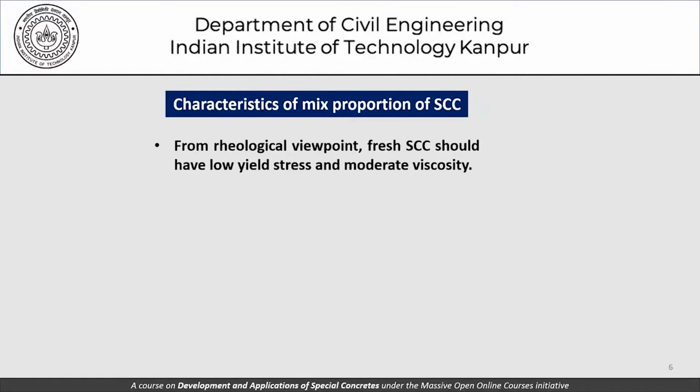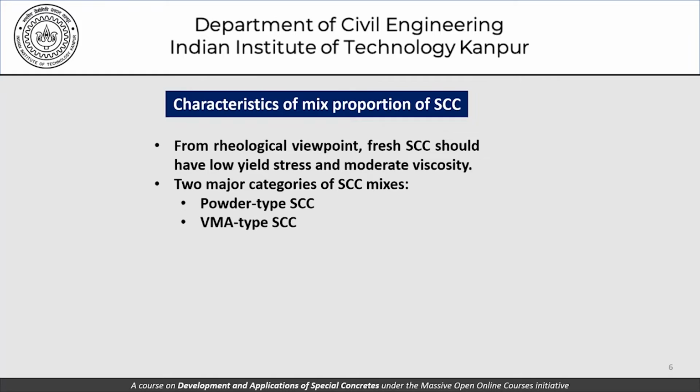From a rheological point of view, fresh self-compacting concrete should have a low yield stress and moderate viscosity. Two major categories therefore emerge: powder type SCC and VMA type SCC. So powder type SCC means primarily we are trying to push the powder content. VMA type means that primarily we are trying to impart the viscosity through viscosity modifiers.